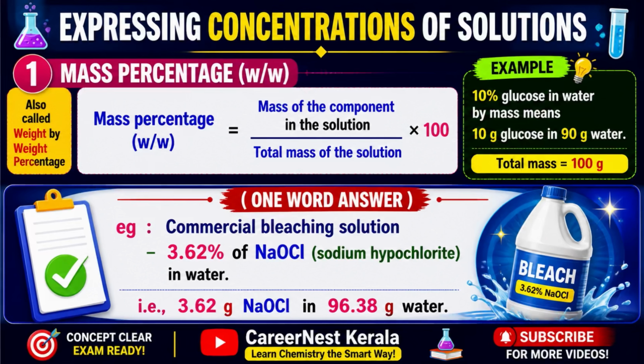Expressing concentrations of solutions. Mass percentage, weight by weight percentage. Mass percentage equals mass of the component in the solution divided by total mass of the solution, multiplied by 100. Example, 10% glucose in water by mass means 10 grams glucose in 90 grams water. Total mass equals 100 grams. One-word answer, commercial bleaching solution, 3.62% of sodium hypochlorite in water. That is, 3.62 grams sodium hypochlorite in 96.38 grams water.